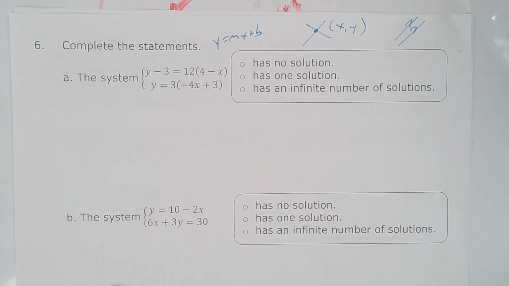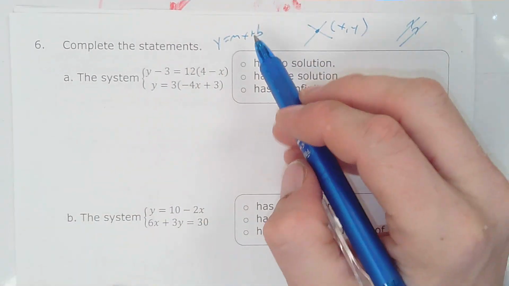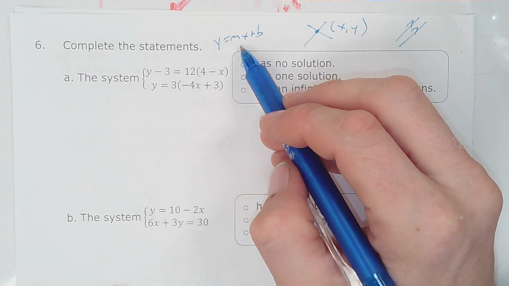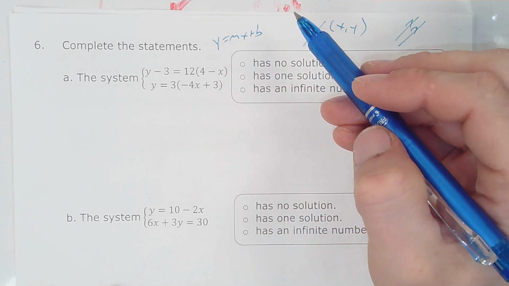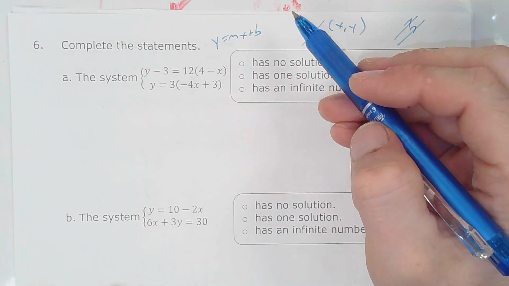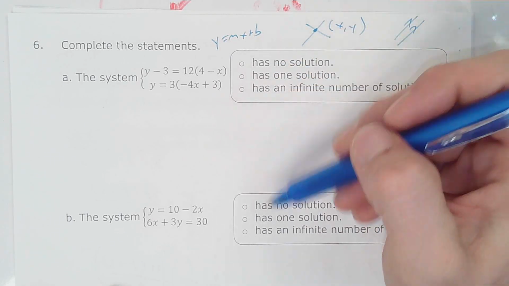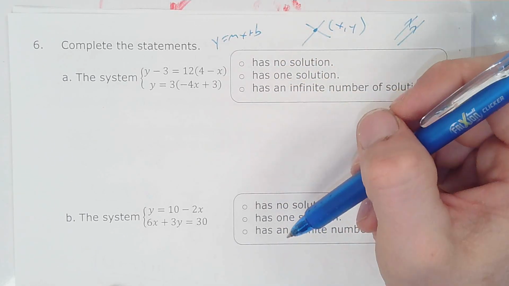If two lines are parallel, each equation is going to have the same what? Slope. It's going to have the same slope. And what does the y-intercept do? It just shifts the line up and down. So if an equation has the same y-intercept and the same slope, they're the same line. So they have an infinite amount of solutions because there are an infinite amount of points on a line.